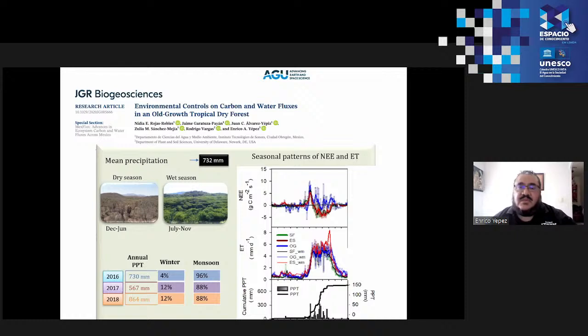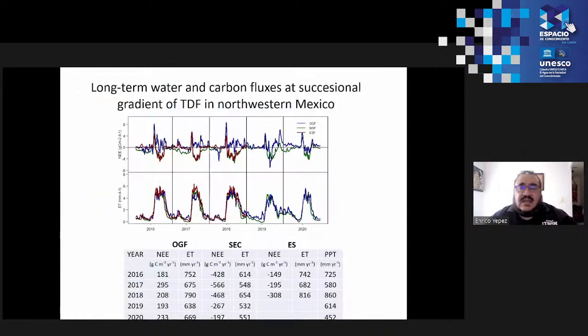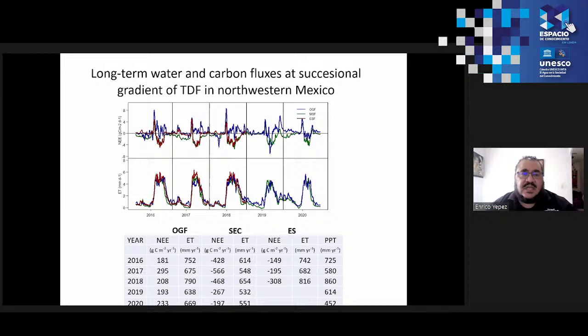But we're seeing some more erratic fluctuation on the net ecosystem exchange for the old growth forest. Because Nidia and the group have been able to maintain this installation through time. We've been able to assess now for 5, where we're going for the 6th year, these exchanges of water and CO2 in the system.